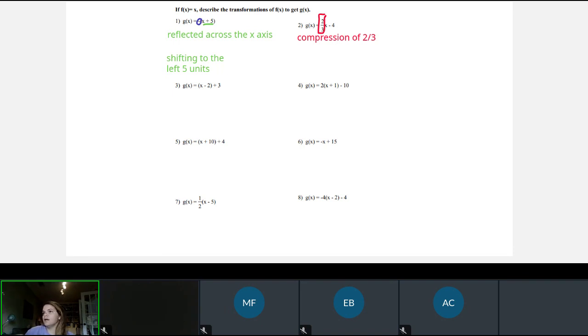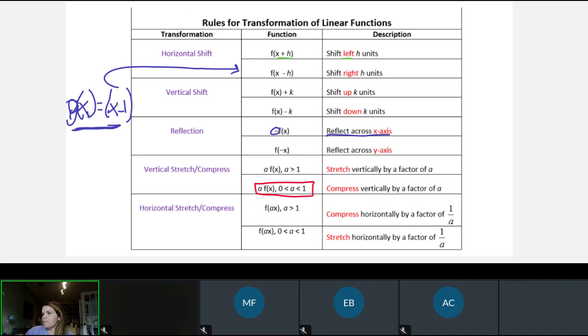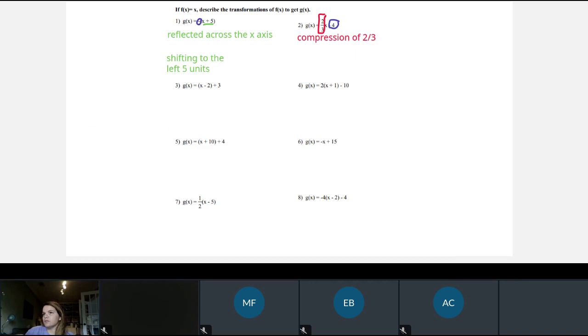And then what's happening? We have this -4 at the end. It is not in parentheses. So let's go back to our rules. Subtracting 4 at the end means we're shifting down. So it's a compression of 2/3 and shifted down 4 units.